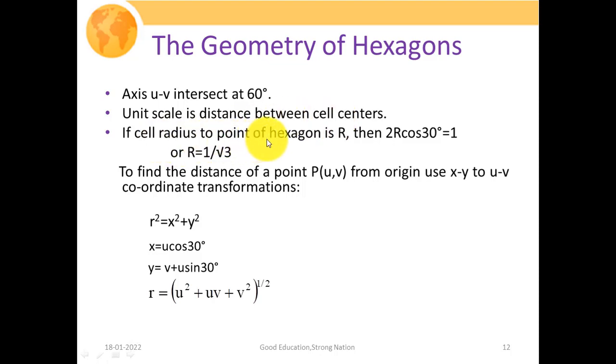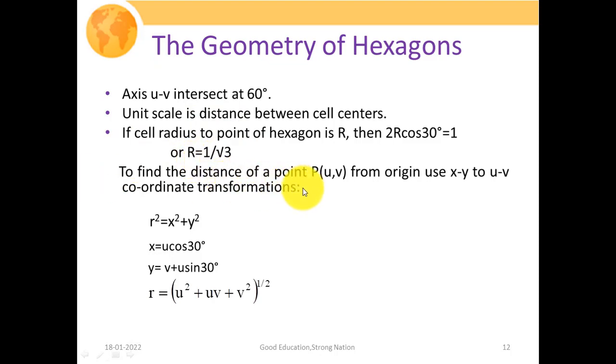Then if the cell radius to the point of the hexagon is r, then 2r cos 30 will be equal to 1, or r is equal to 1 over root 3. Since we have considered d as the unit distance, instead of d we have put 1, so r turns out to be 1 over root 3.